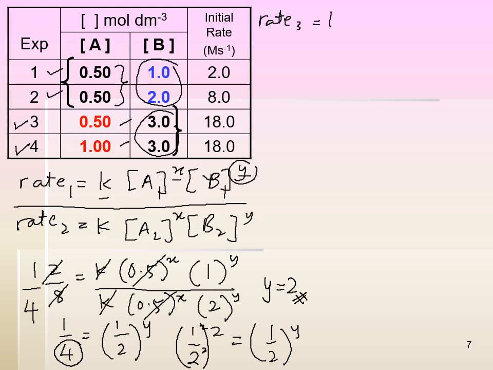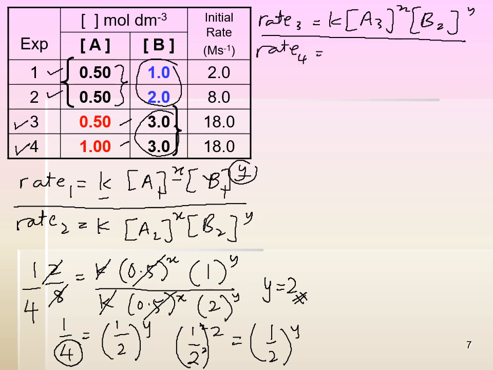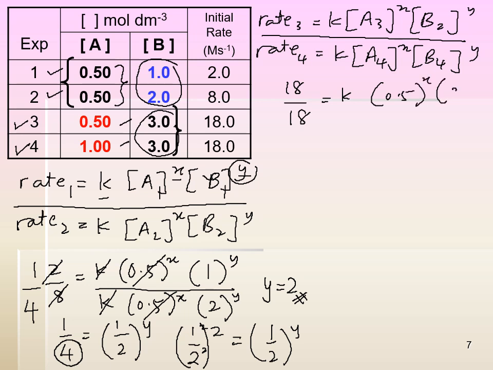Rate 3 equals K, concentration of A3 to the power of X, concentration of B3 to the power of Y. I'm just going to show you this once, and then the rest you can just follow through. A4 to the power of X and B4 to the power of Y. And then we're going to have the rate 18 over 18 equals K. The A would be 0.5 to the power of X and B is 3 to the power of Y. And then for rate 4, K is 1 to the power of X and 3 to the power of Y. So we cross this out, and this is going to be 1.